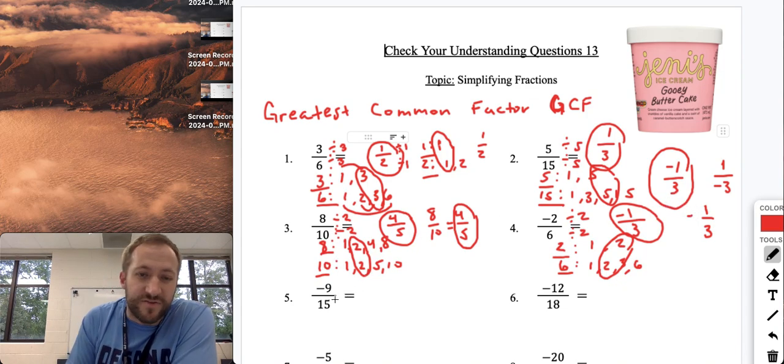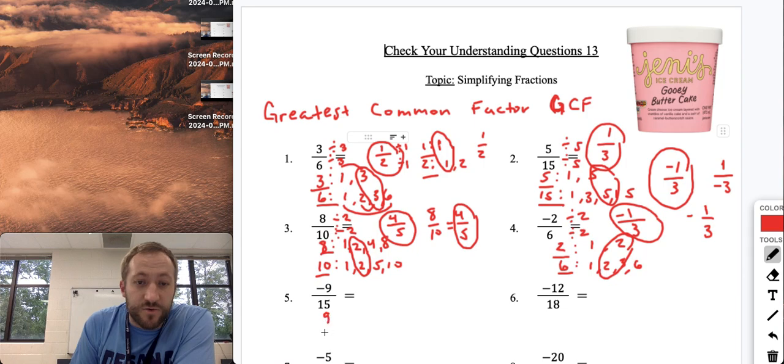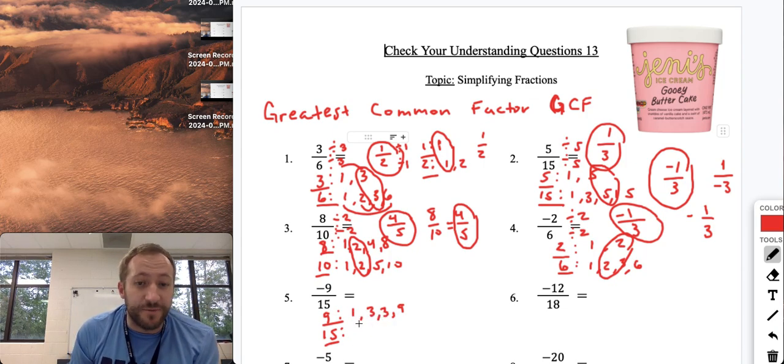Let's look at the next one, negative 9 over 15. Again, I ignore the negative whenever I'm writing these factors out. I'm just writing the factors of the numbers. So factors of 9 are 1 and 9, and 3 times 3 is 9. So I'm just actually going to write both of them. It's your call if you want to do that. It kind of helps me keep track that I'm not forgetting anything. They're the same number, but it just helps me keep track of things.